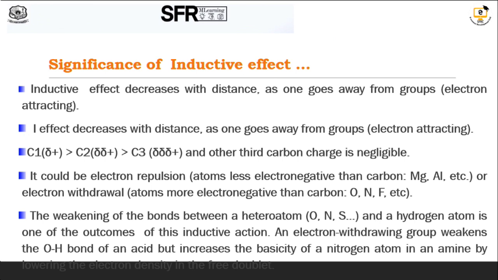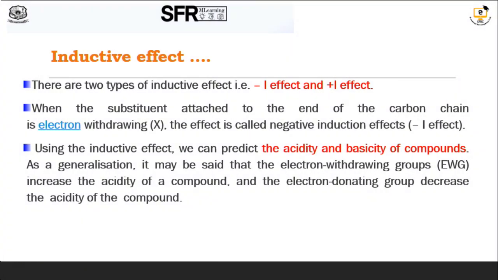An electron withdrawing group weakens the OH bonds of an acid but increases the basicity of a nitrogen atom, as it may be. And there are 2 types of inductive effect, minus I effect and plus I effect. When the substituent attached to the end of the carbon chain is electron withdrawing, it may be a halogen, this effect is called a negative inductive effect. That is, we have to represent it as minus I effect.